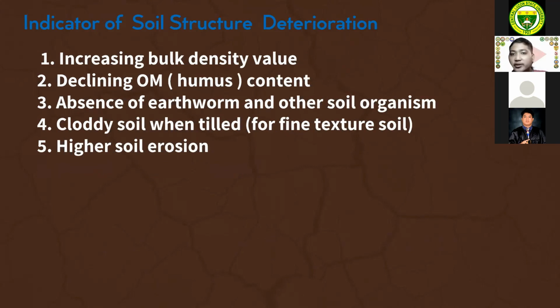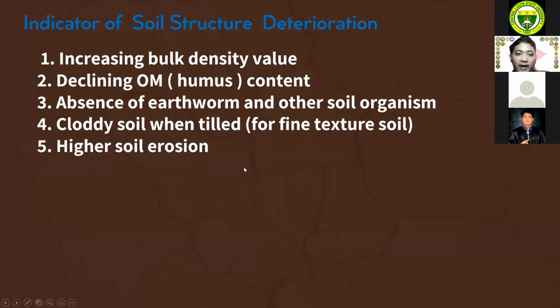Indicator of soil structure deterioration. How we can say that our soil structure is deteriorating. So first is increasing bulk density value. So tumataas yung bulk density. Ibig sabihin, dumadami or kumokompact yung soil natin. Okay? Per specific volume, dumadami yung solid particles. Nawawala yung mga pore spaces.